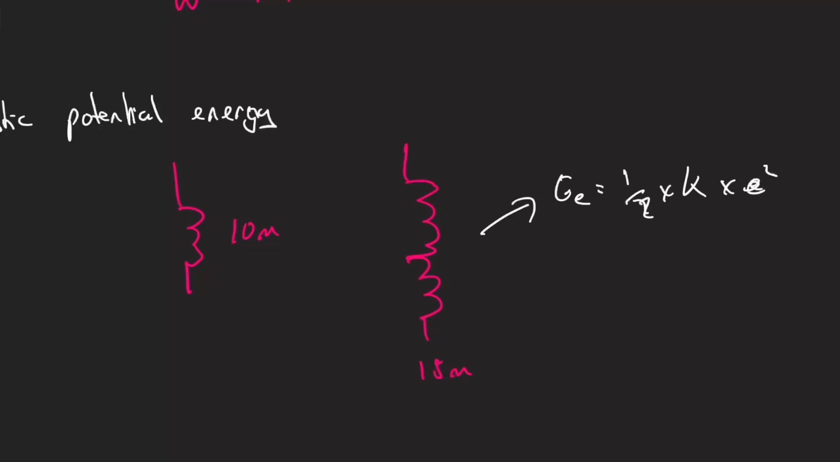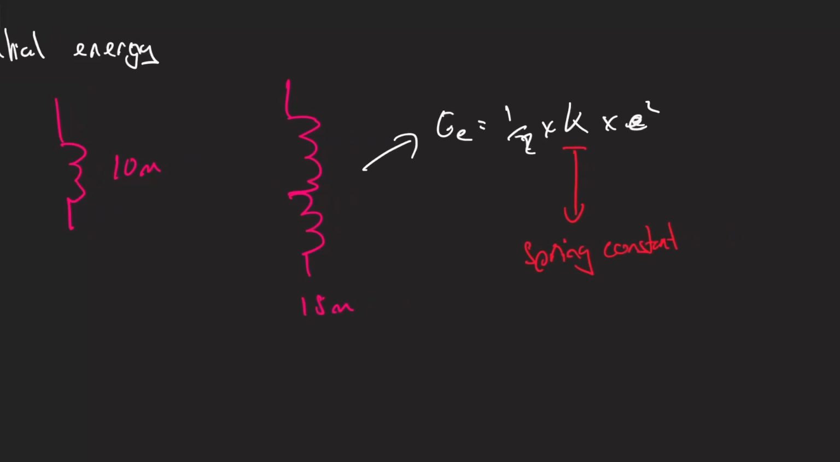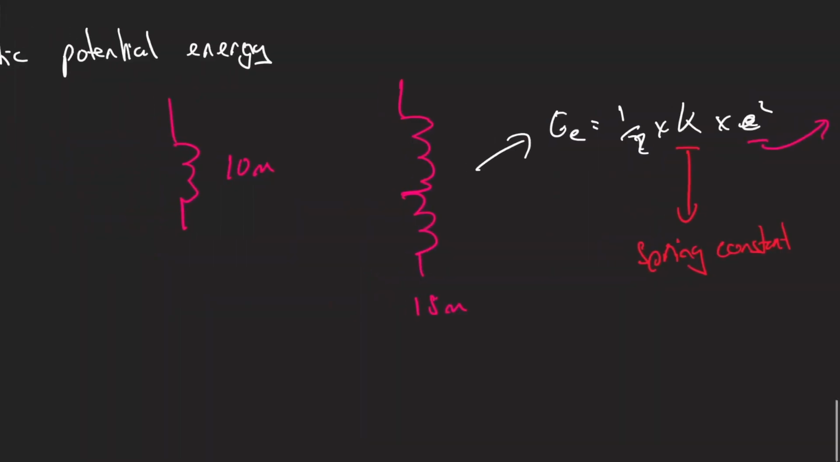Okay, so let's define these. So k is basically your spring constant, and this tells you how stiff your spring is. Okay, so different springs will have different spring constants, and the higher this is, that basically means the stiffer the spring is. Now, e is your extension. And so over here, basically, we had two measurements. The first measurement we had was this length of 10 meters over here. And then we had 15 meters over here. And so the idea is that the extension is the difference between these two.